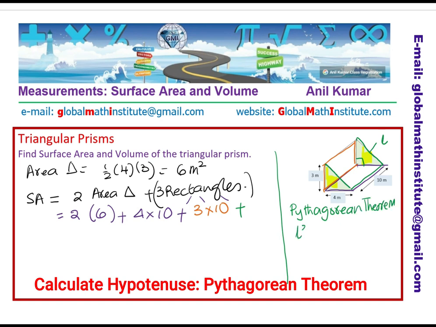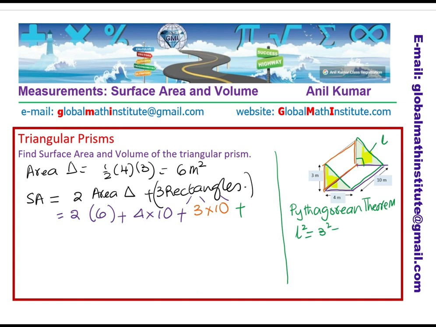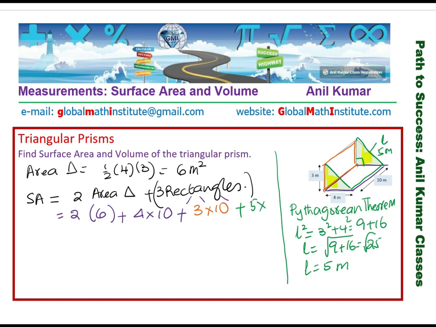we can find that this length squared is equal to 3 squared plus 4 squared, which is 9 plus 16. And so the length will be the square root of 9 plus 16, which is 25. And so we know the length is 5 and the units will be meters. So this is 5 meters, correct? So now we can add 5 times the length of 10 meters, correct? The overall length. So the triangle hypotenuse, right?